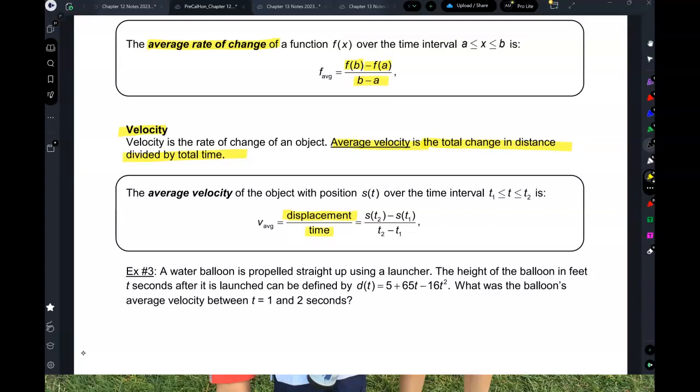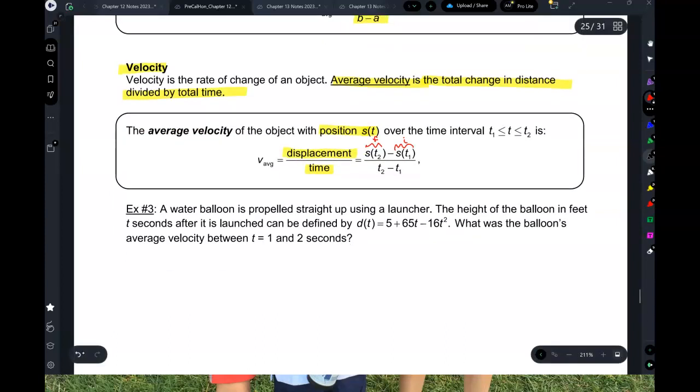Usually, position is given to us as s of t. So the final position, s of t2, minus the initial position, s of t1, over t2 minus t1, that's your average velocity.